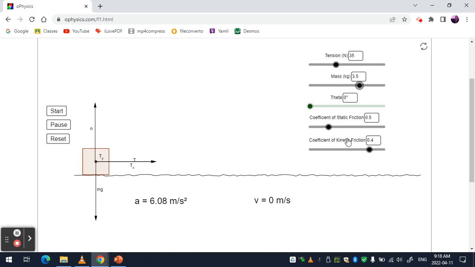To know how much force I need to start it to move, I also need to know what? By the way, do you see the roughness of the surface? So what do I need to know? The what of static friction? No, I already know the mass. I said the mass to be 3.5 kilos. But what do I need to know about the surface? Not about me, about the surface.